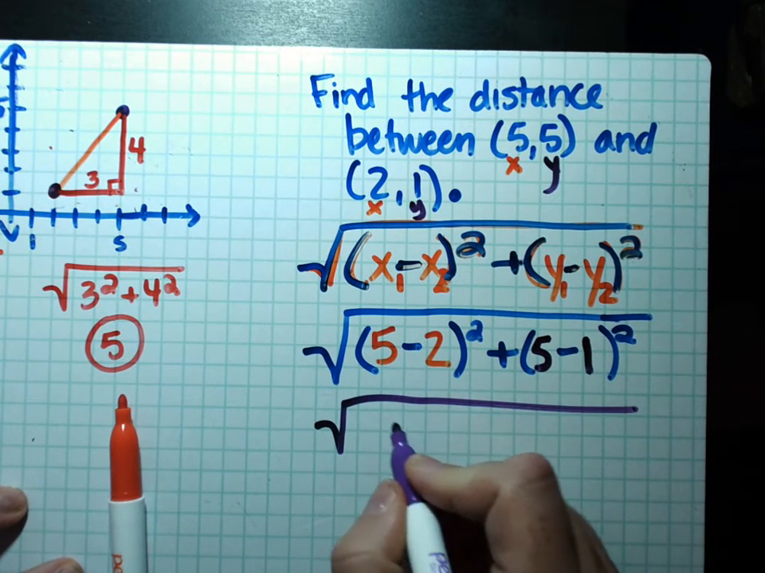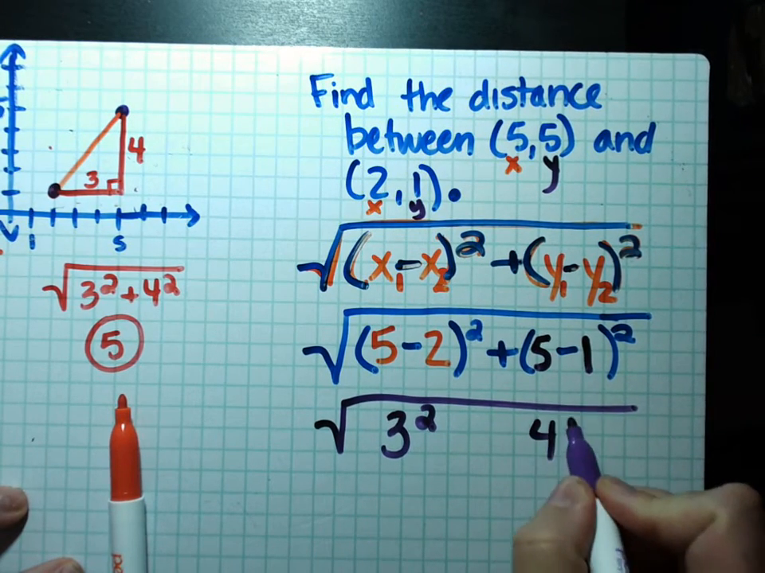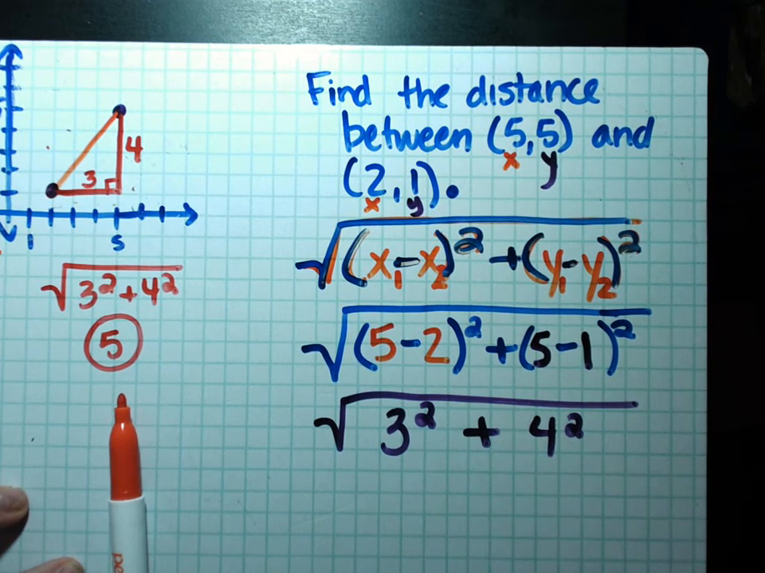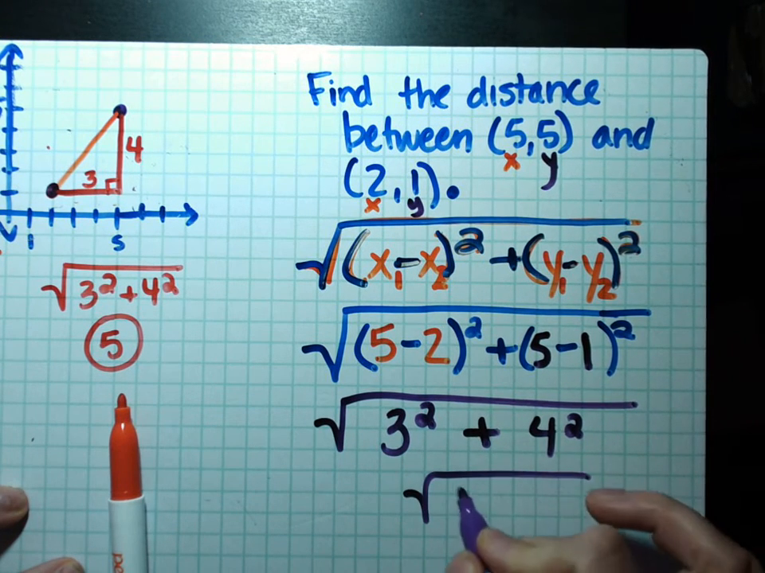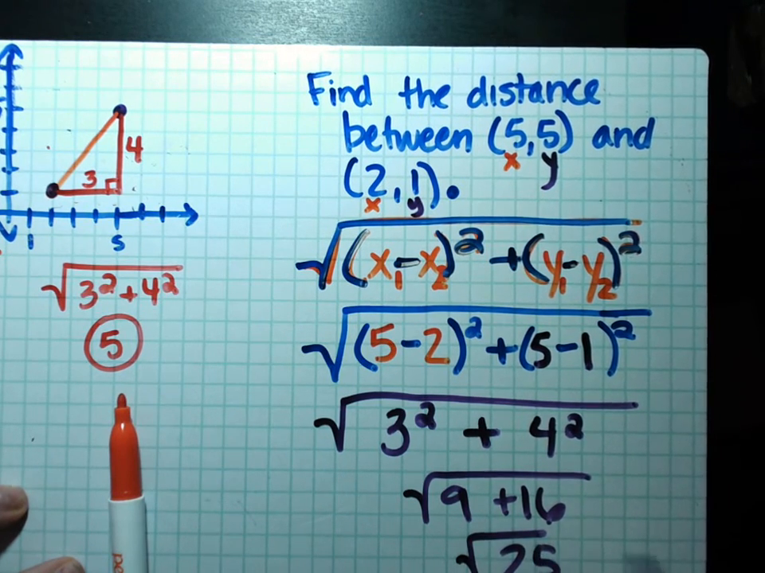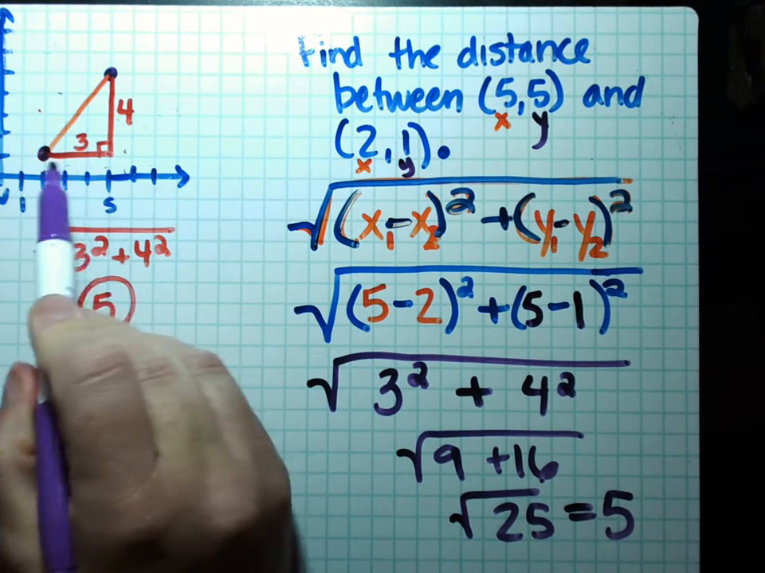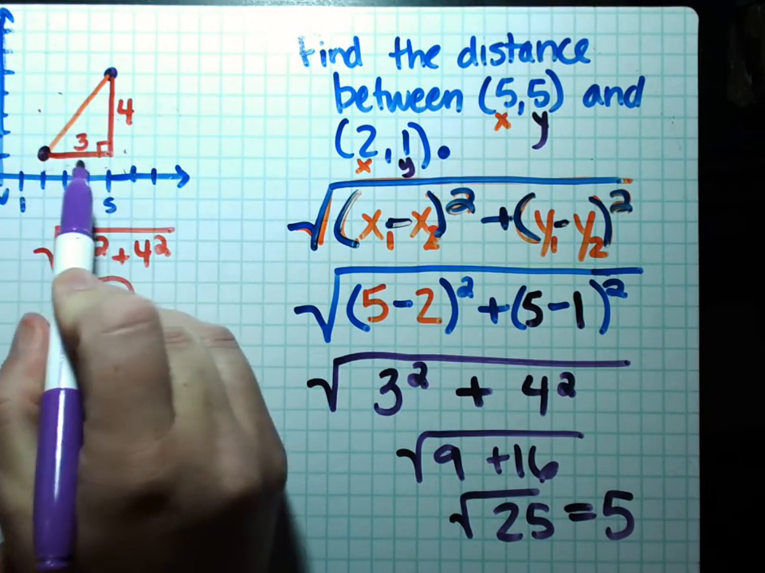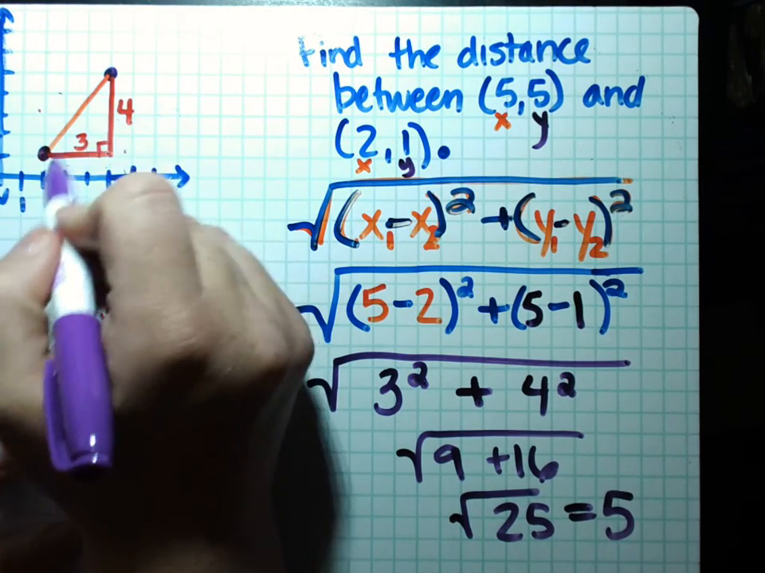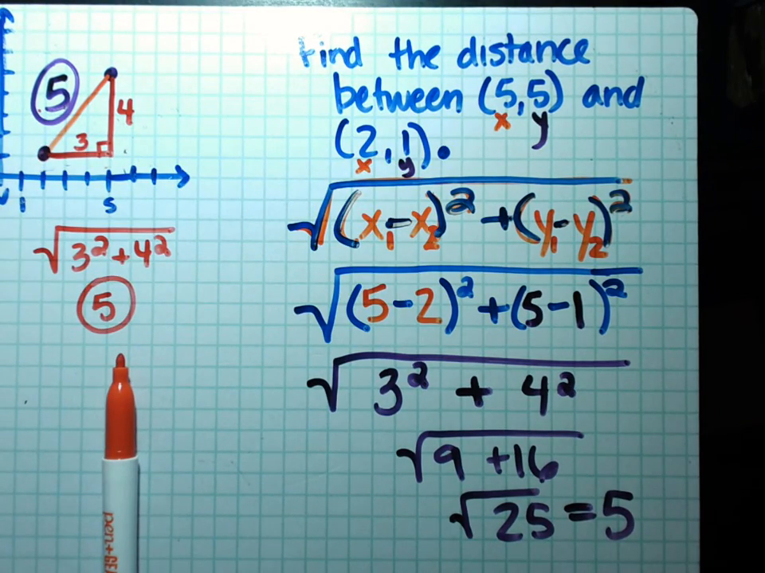So here, 5 minus 2 is 3. So I have 3 squared. 5 minus 1 is 4. So I have 4 squared. And it's addition in between. Now I'm going to just do it by hand because I know these numbers. 3 squared is 9, 4 squared is 16, 9 plus 16 is 25, and the square root of 25 is 5. So if it was 3 units going left and right, 4 units going up and down, it is 5 units total, the shortest distance to get from point A to point B, from this point to that point.